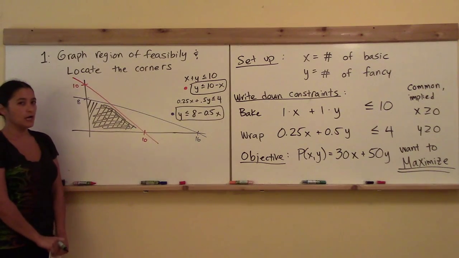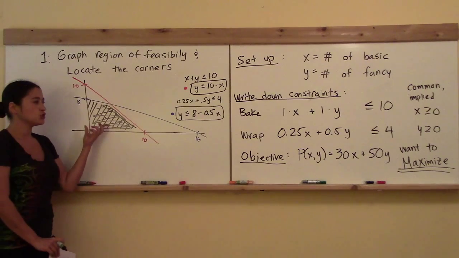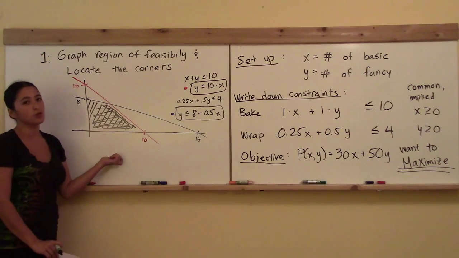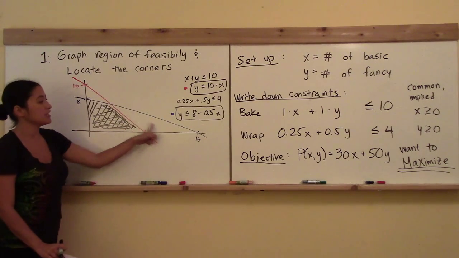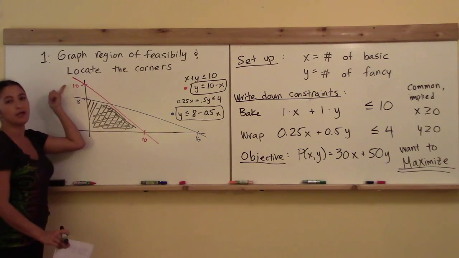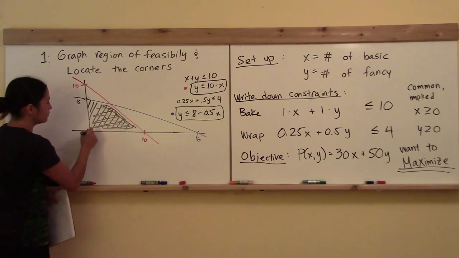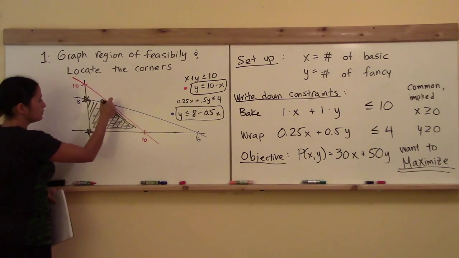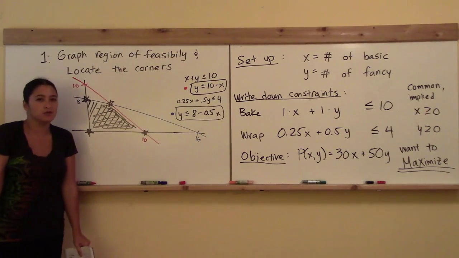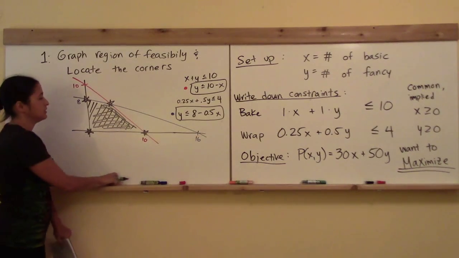Okay, now you can see how important it was to not only graph the two lines, but shade in the region of feasibility before I go to locate the corners. If I had shaded this, then that would be a corner. If I had shaded this, then that would have counted as a corner. But because I shaded this, my four corners are 1, 2, 3, 4 corners of my region. How was I to know that without drawing it and shading it in? It's pretty hard to tell.